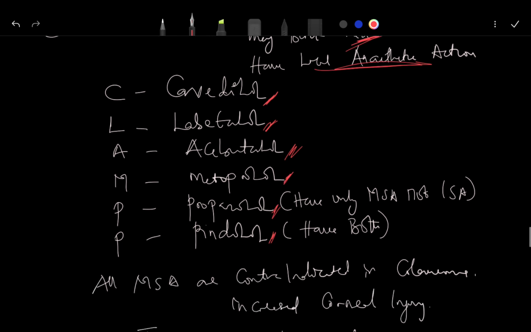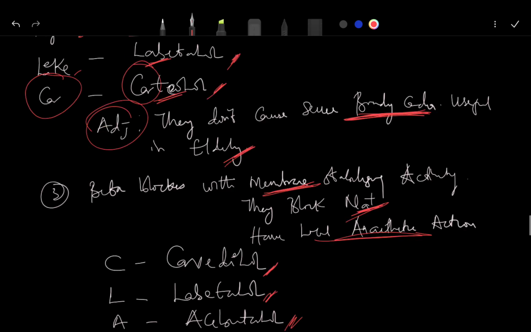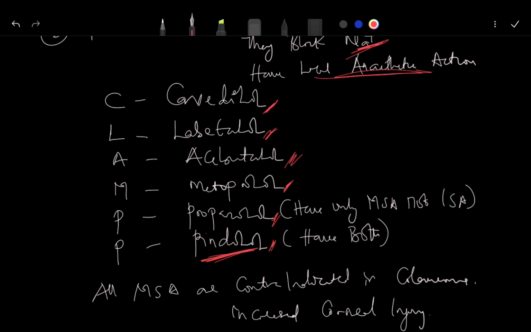So you can see that pindolol is seen in both. Pindolol was also seen here. Pindolol has ISA and also has MSA. So it has both, but propranolol only has MSA, not ISA. Then other ones you want to remember: acebutolol, metoprolol, labetalol, carvedilol.